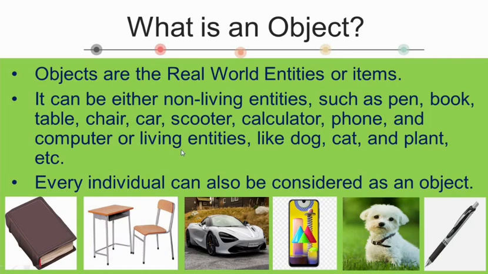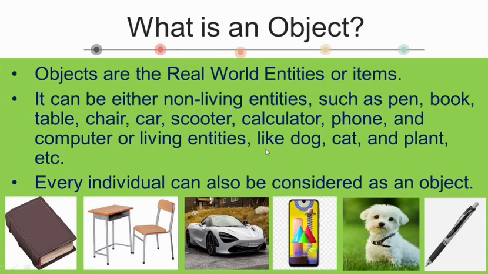Or they can be living entities. Obviously, a computer is not a living entity. Now what about living entities? We talked about the non-living entities. Living entities are also objects. Like a dog is a living entity, but a dog is also a real world object. Similarly a cat, a plant, all these are also real world objects. So what are objects? Objects are the real world entities or items. Objects can be either non-living entities or living entities.